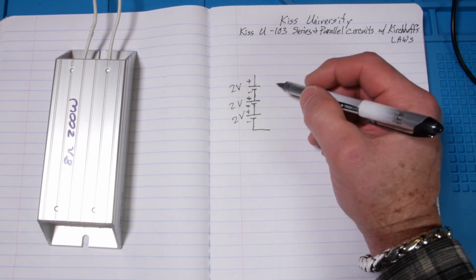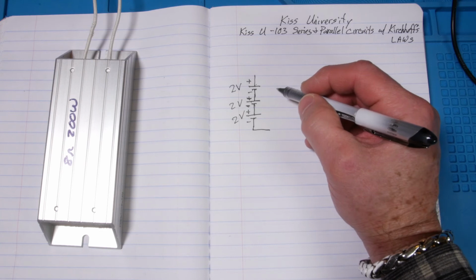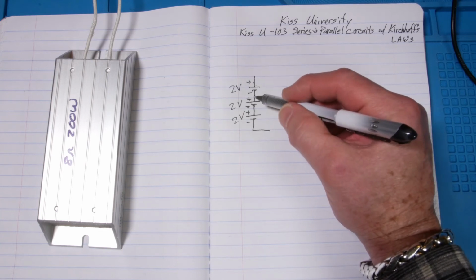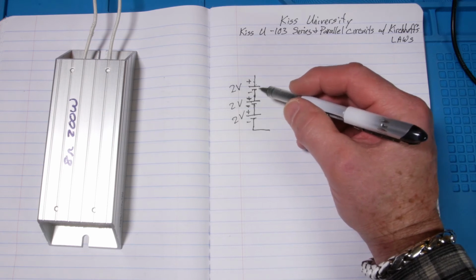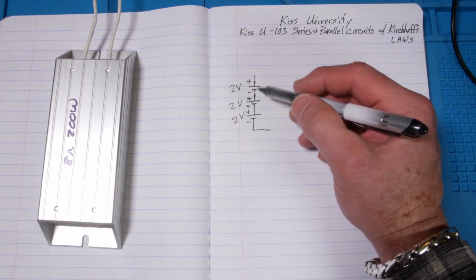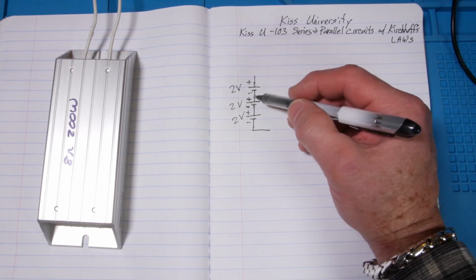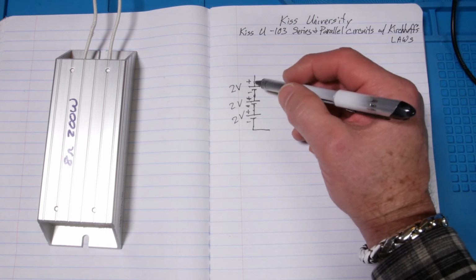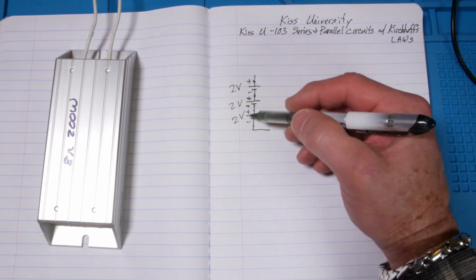So if you put your multimeter over here to read volts and you connect it here and here, you'd see 2 volts. If you put the red lead here and the black lead here, you'd see plus 2 volts. Red lead here, black, 2 volts. So if you put the red lead down here, you'd see 6 volts.